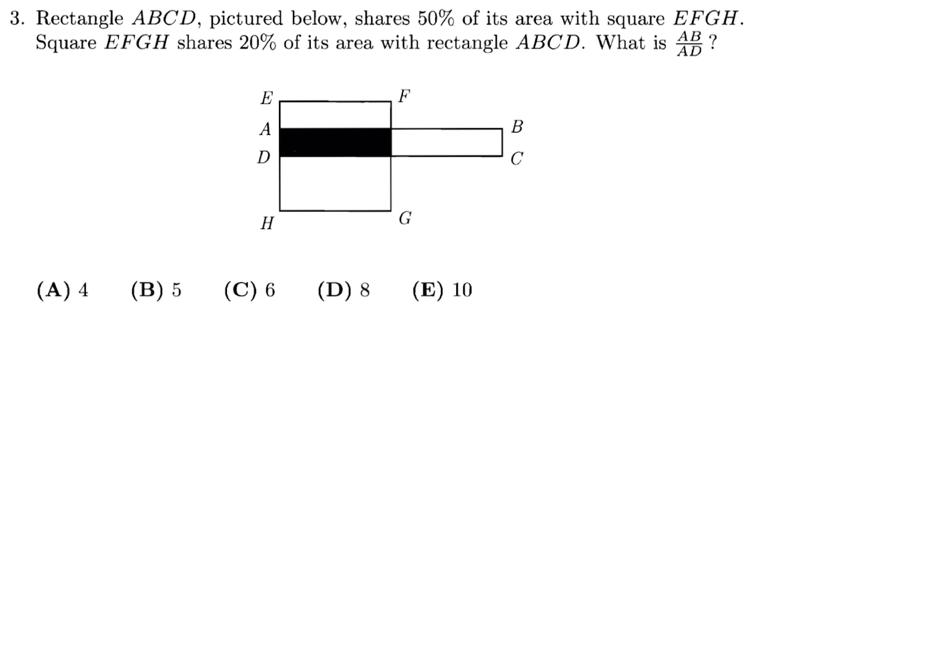Rectangle ABCD pictured below shares 50% of its area with square EFGH. Square EFGH shares 20% of its area with rectangle ABCD. What is AB over AD? All right, well, they have told me that this is half of the total. So I'll just call this X, and therefore this will be X also, right? They're equal. They're 50-50. And then they're telling me that this is 20% of that total square.